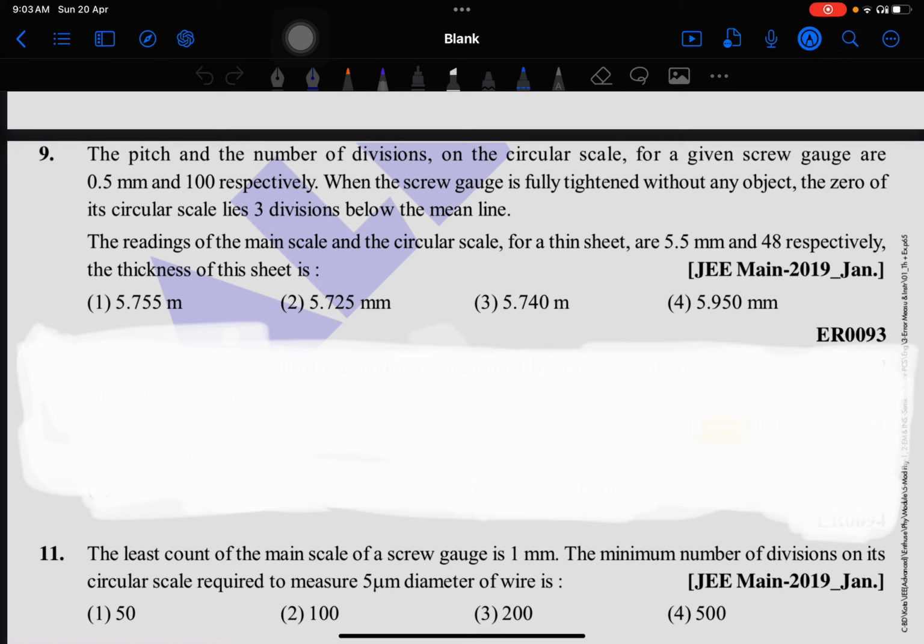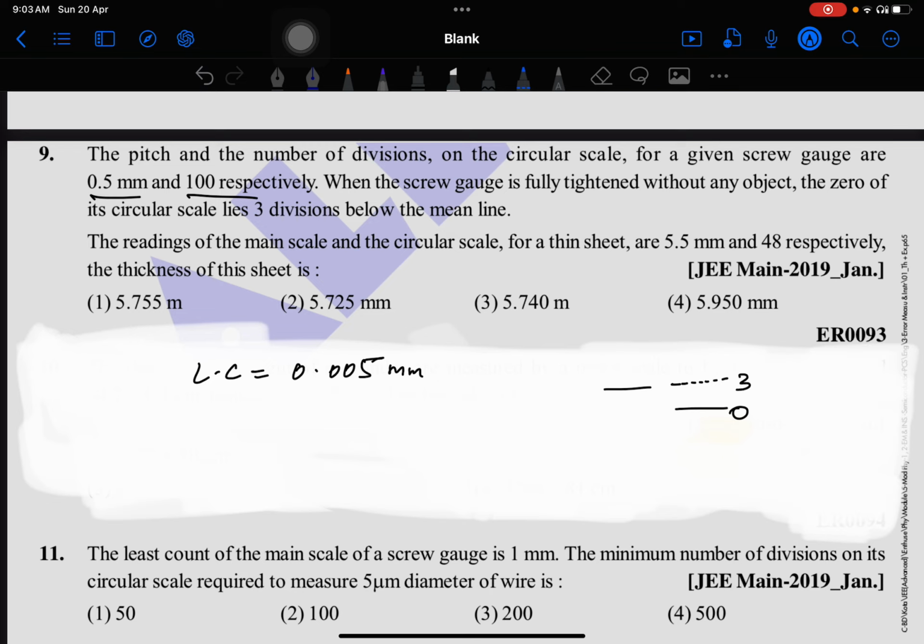Pitch. You can pause it also. So the pitch and the total divisions given are 0.5 mm and 100. From this you find the least count, which is 0.5 by 100, 0.005 mm. When the screw is turned to zero, the zero of its circular scale lies three divisions below the main line. So here it is, three divisions below the zero, so this is the third mark.